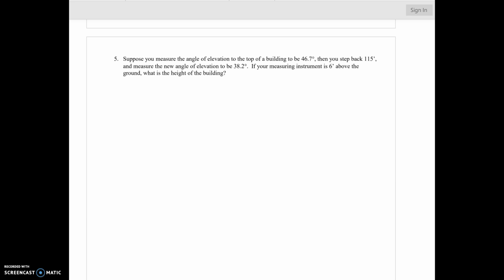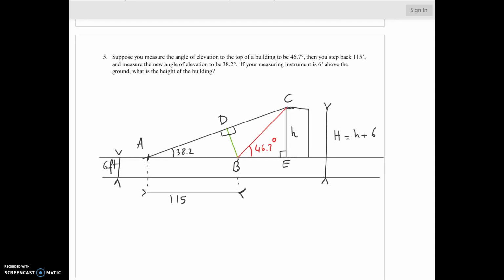So first, let me represent the problem for you. All right, guys, so I just tried to represent your problem. Please, when you're representing your problem, take as much space as you can. So we have the building right here.